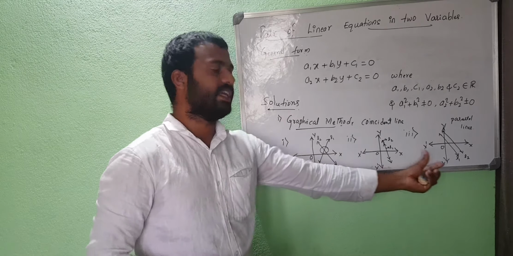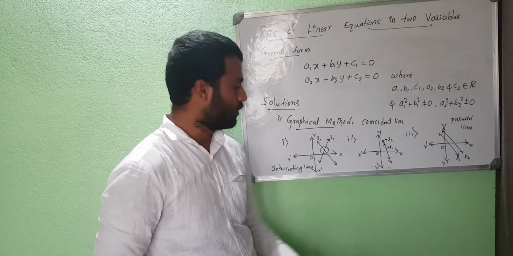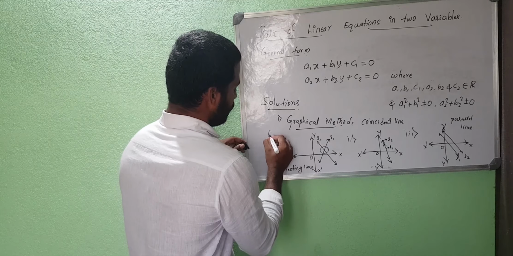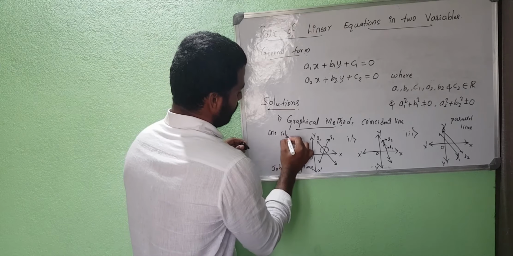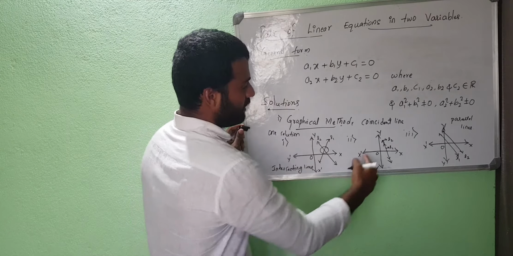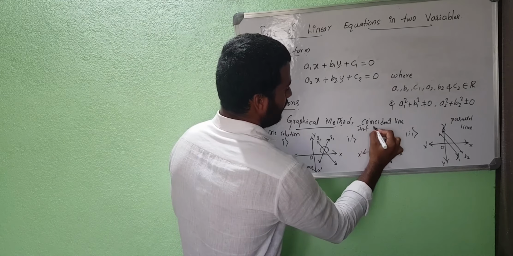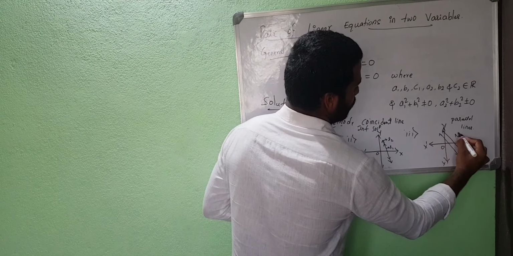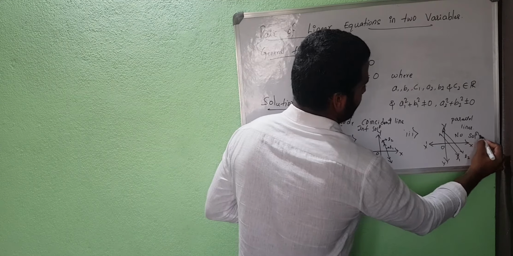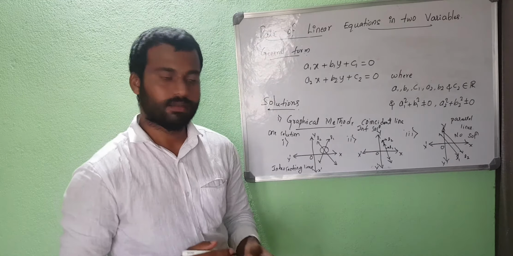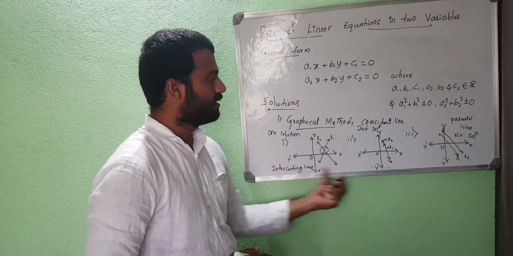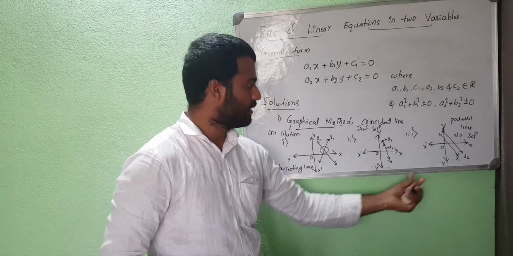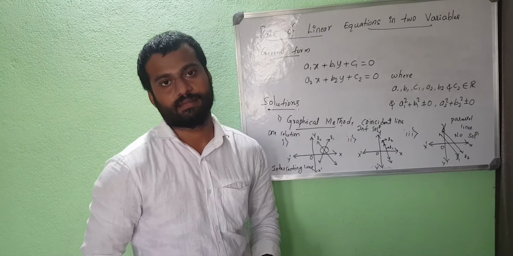With this we can also say how many solutions there are. Here, how many solutions are there? One solution. Here, infinite solutions. Here, no solution. Is it clear? In the graphical method, there are three types: intersecting, coincident, and parallel lines. Clear or not?